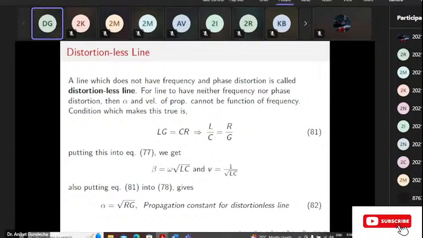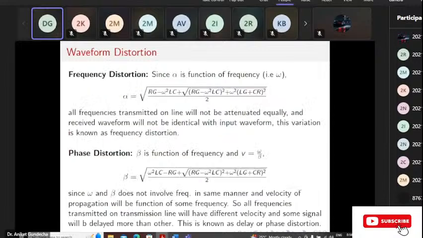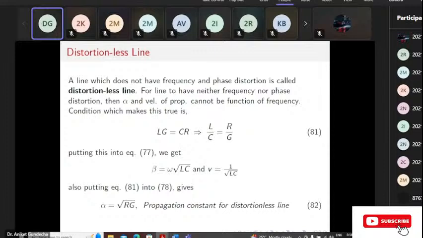You cannot write directly. Okay, you try it, there is not much of a big derivation in this. You have to just put the condition in these two equations. Many of the things will get cancelled out and you will be left with only omega root LC for beta and root RG for alpha. Okay. So that is the second part, distortionless line.